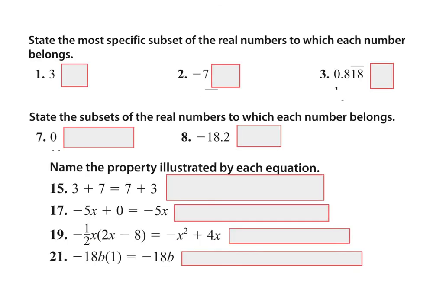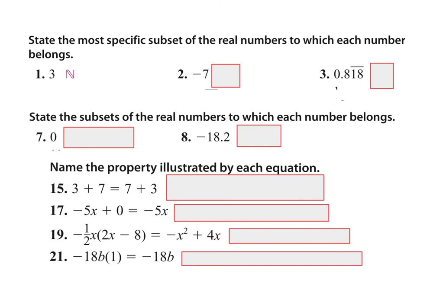All right, let's go over these. The most specific subset of real numbers to which each number belongs. 3, the most specific one for 3. One smaller. Natural numbers, right? 1, 2, 3. Whole includes 0, right? So basically whole and natural are the exact same set, but whole has 0 thrown in there.